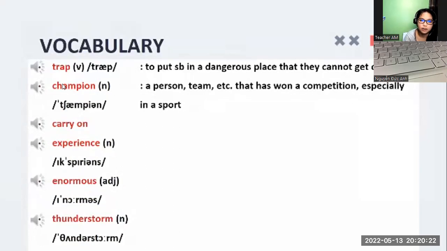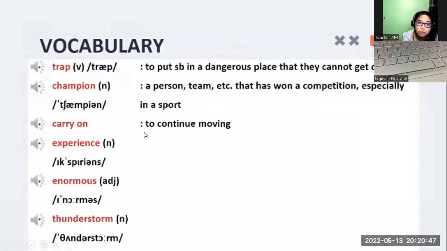Okay, so anyway, what is your example for sport? A champion from sport. That is Al Hilal from Riyadh, Saudi Arabia. Okay, very good.